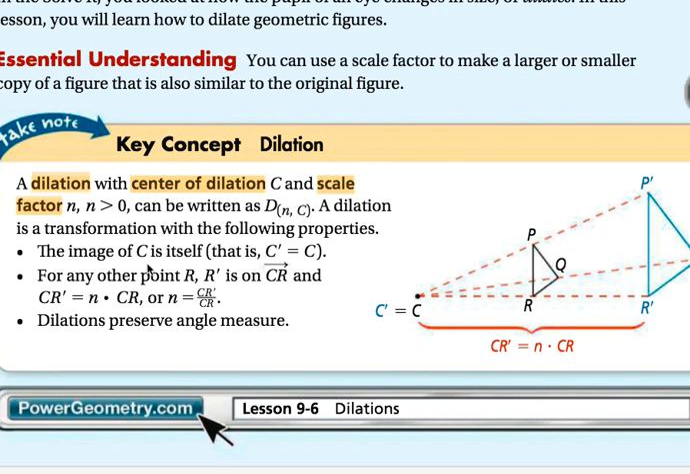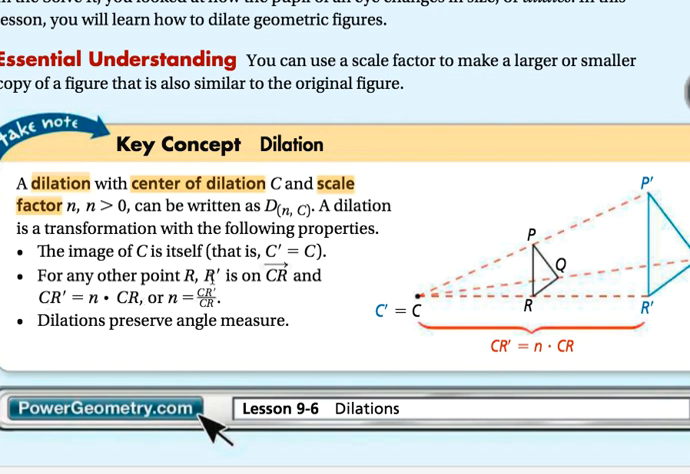We see that the image of C is itself, that is C prime equals C. So the center stays the same. For any other point R, R prime is on ray CR, and CR prime is n times CR.